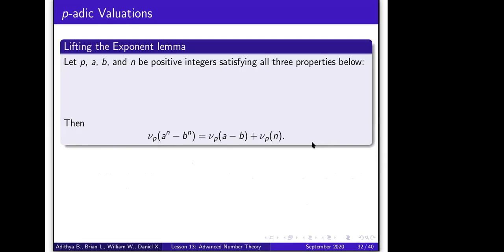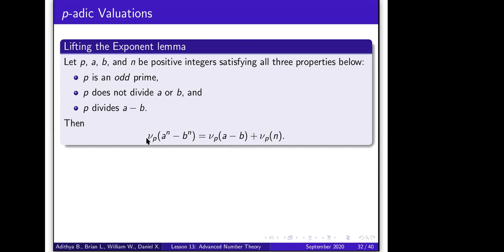So this is a fairly famous lemma, but the proof is also very important. If we have positive integers satisfying these 3 conditions, so we're looking at an odd prime, this equation does not hold for p equals 2. p does not divide either a or b, but it divides their difference. What this means is basically a and b are congruent mod p, but they're not both 0.